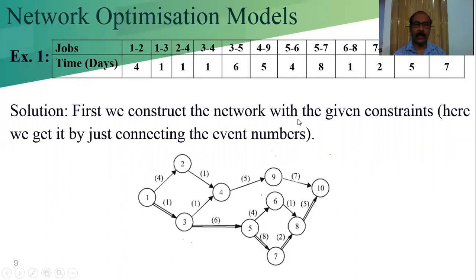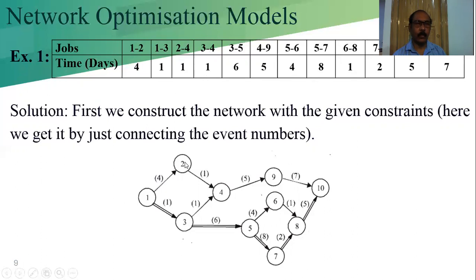Solution. First we construct the network with the given constraints. Whatever is given here, we already learned how to construct it. Since node numbers are given, this type of problem is very easy to draw as a network diagram. It is just the predecessor and successor conditions, not much thinking. We just add these and put the normal time above the arrow.